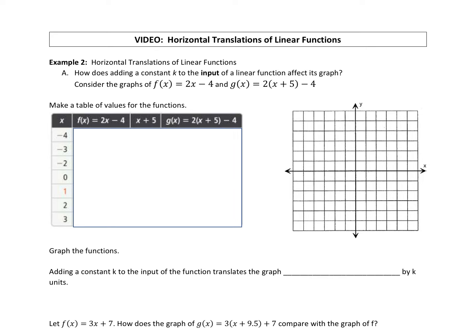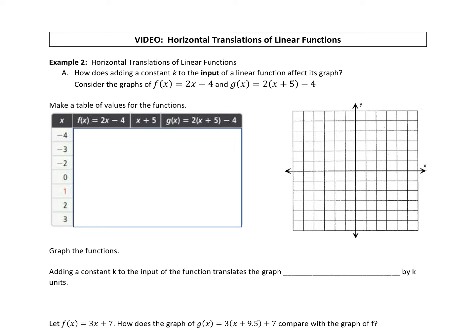So in part A, how does adding a constant k to the input of a linear function affect its graph? Let's remember the input, those are the x values of our linear function. Here's just our regular linear function, f of x equals 2x minus 4. Now if we add in a constant value to the input, it would look like this. Here's our input x, and now we're adding in a 5. So how does adding in the 5 affect your graph?